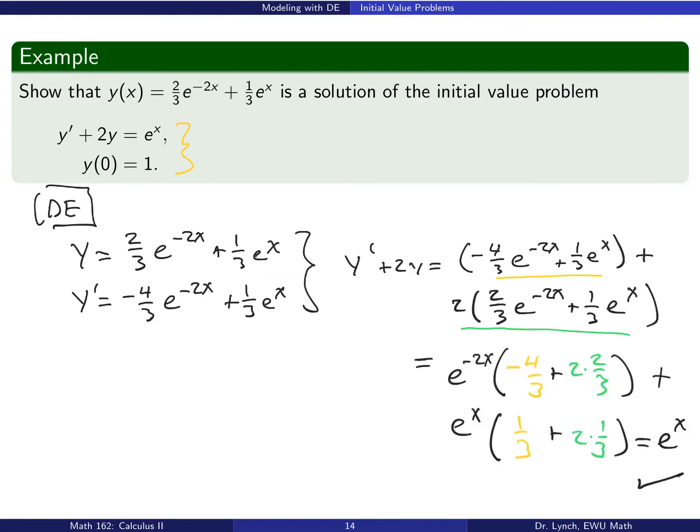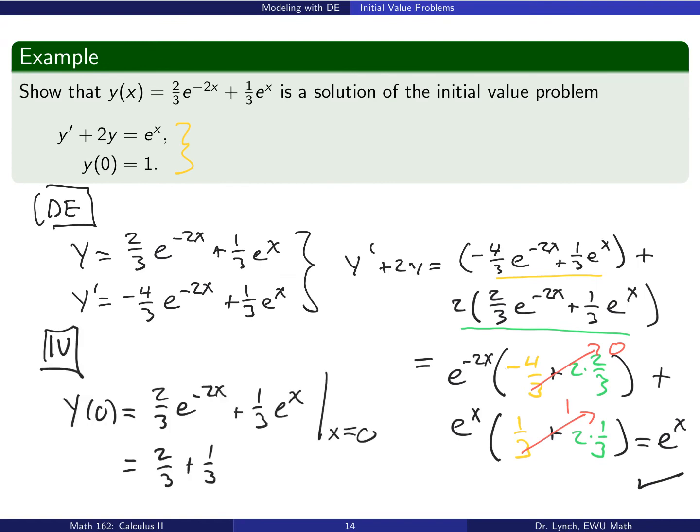So when we simplify, we see that we have e to the minus 2x times minus 4/3 plus 2 times 2/3. Of course, that part is 0. And we have e to the x times 1/3 plus 2 times 2/3, which is just 1. So we end up with e to the x, and our function satisfies, or is a solution of, the differential equation. Now, to see it satisfies the initial value, sort of a similar procedure.